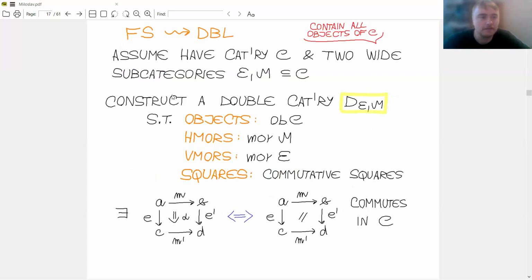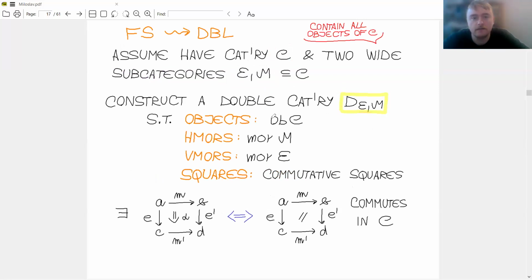Okay, so now let me tell you how to turn a factorization system into a double category. This construction is quite general. If you have a category C and two wide subcategories, E and M, by wide I mean that they contain all the objects of C, we can construct a double category, I will call it just a double category of commutative squares.